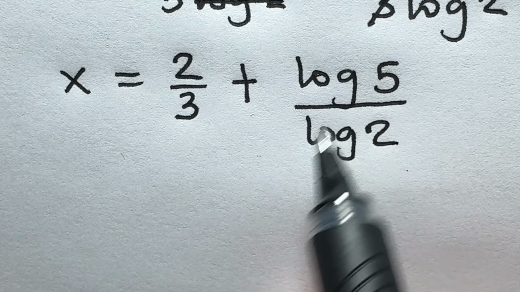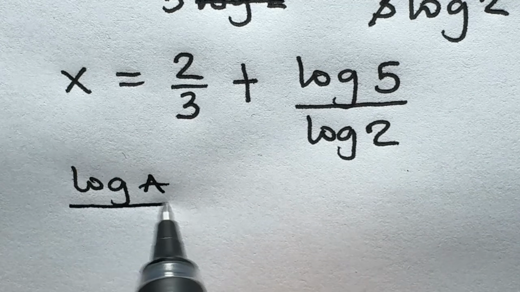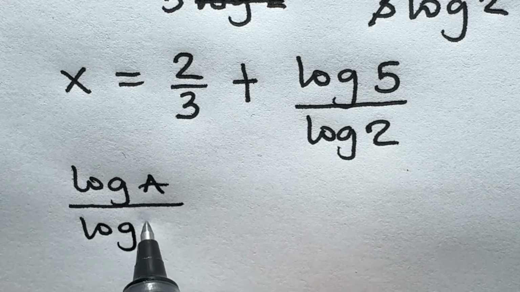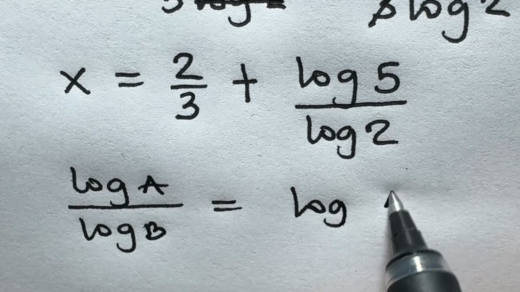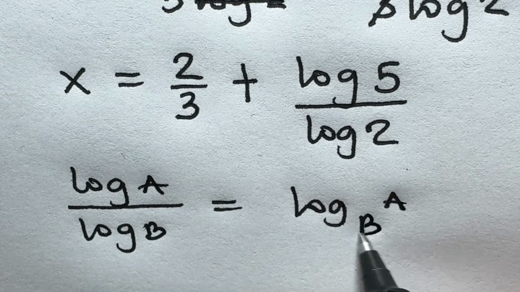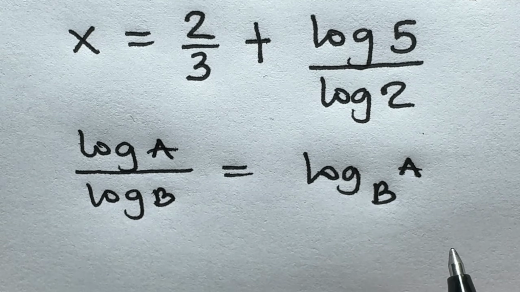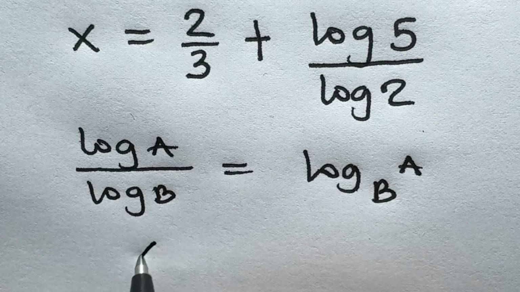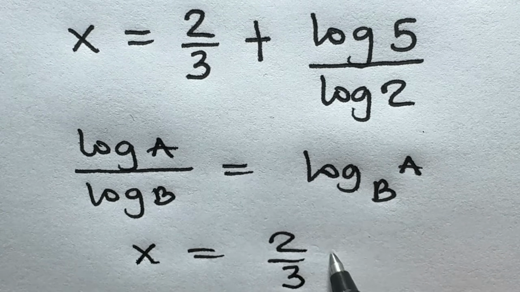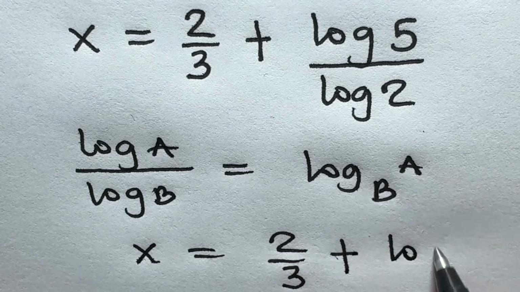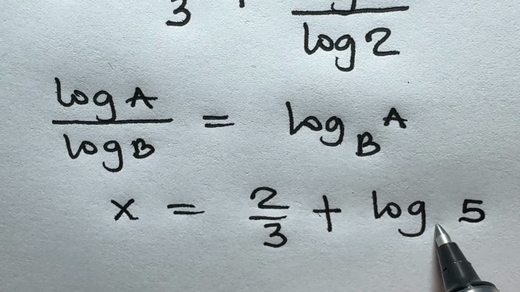For this expression, given log a divided by log b, by law of logarithm, this will give us log a base b. So this can be expressed as log 5 base 2. Hence, the final value for x is going to be 2 over 3 plus log 5 base 2.